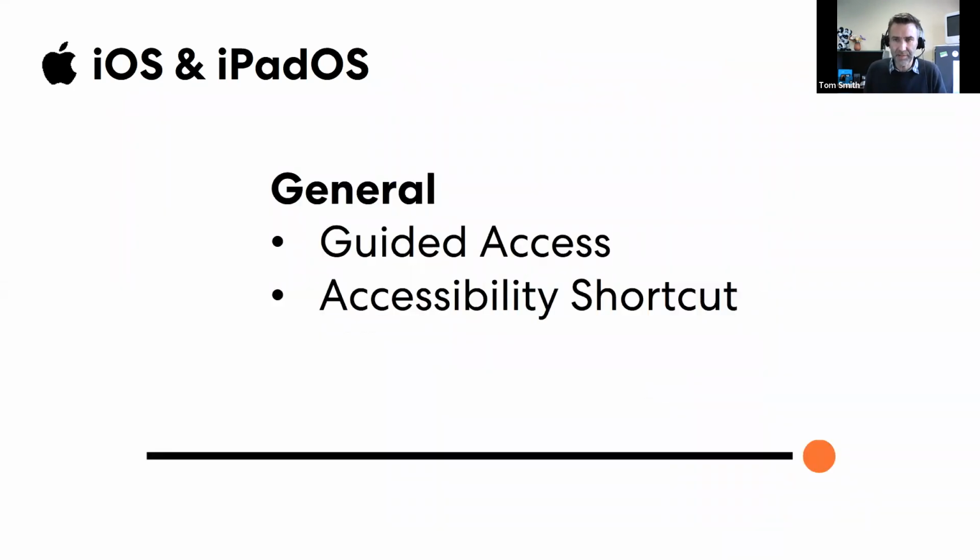Okay, so the fourth and last category of the iPad is one they refer to as general, which I guess is their version of miscellaneous, things that didn't fit anywhere else. The two I want to talk about are guided access and the accessibility shortcut.